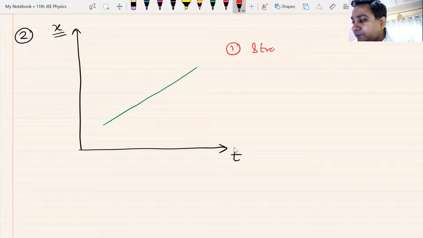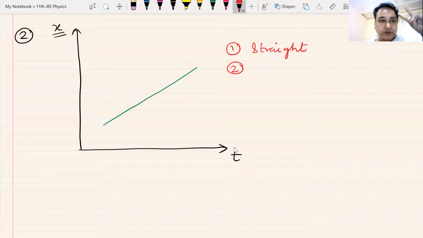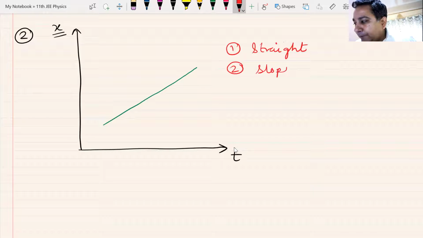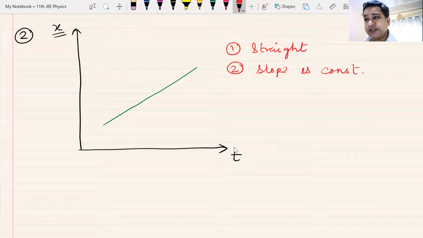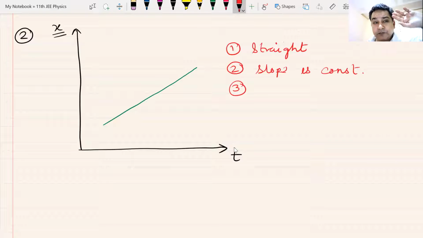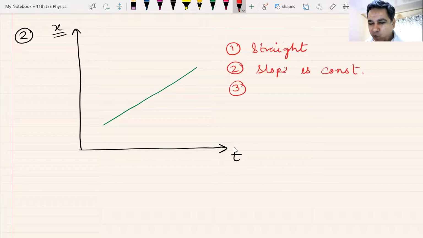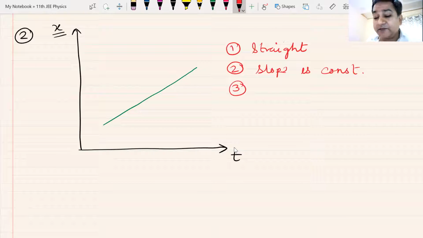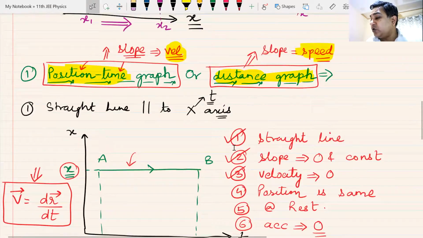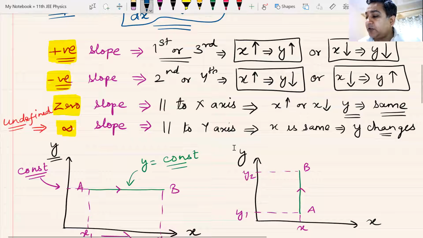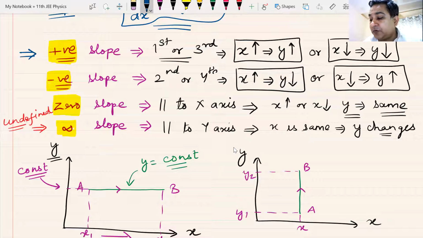This graph is definitely a straight line graph. Number 2: slope is constant. Yes or no? Slope is constant. Okay, Anjali, that's correct. Number 3: the first graph had 0 slope. This does not have 0 slope, right? Now, if it does not have 0 slope, it must have either positive slope or negative slope or infinite slope. What can you say about the slope of this graph?